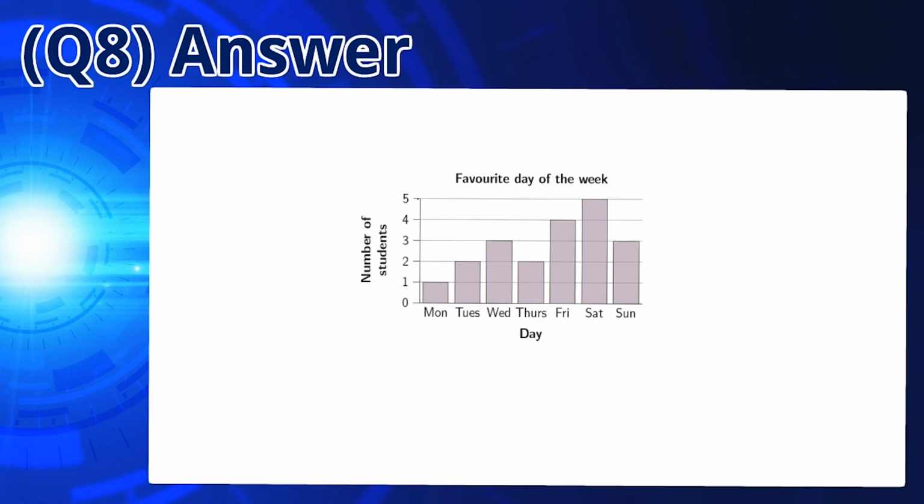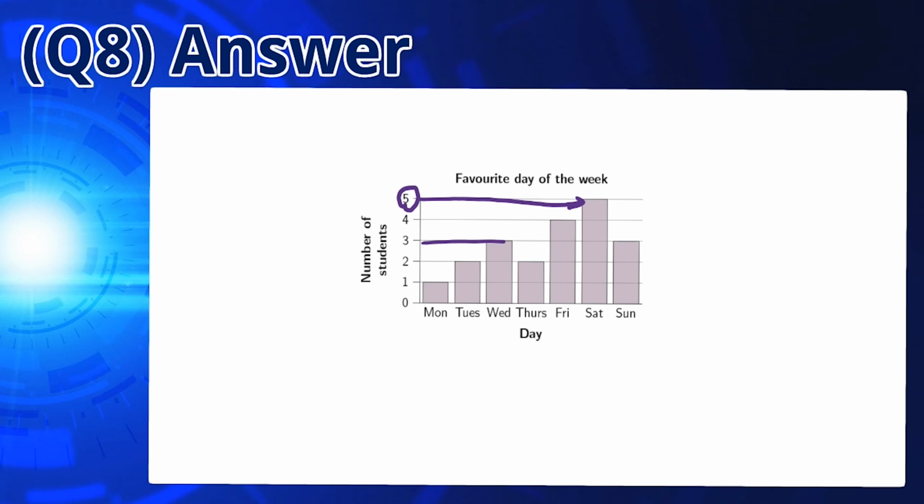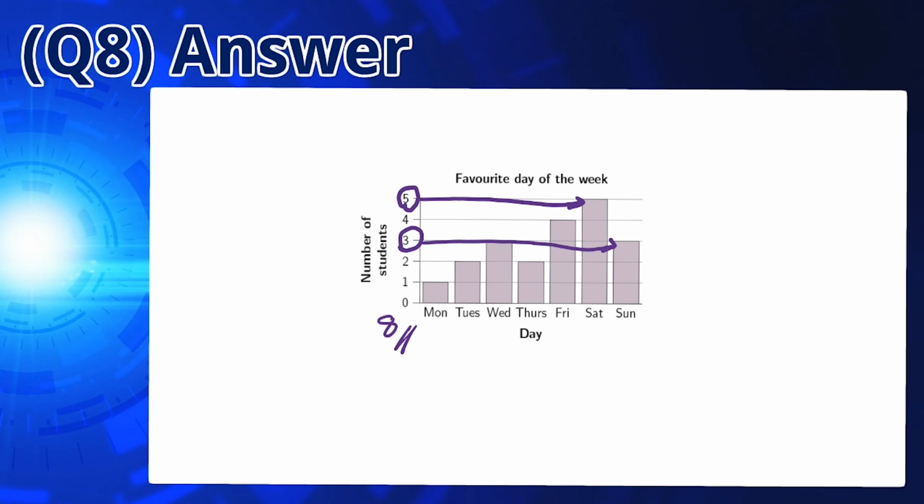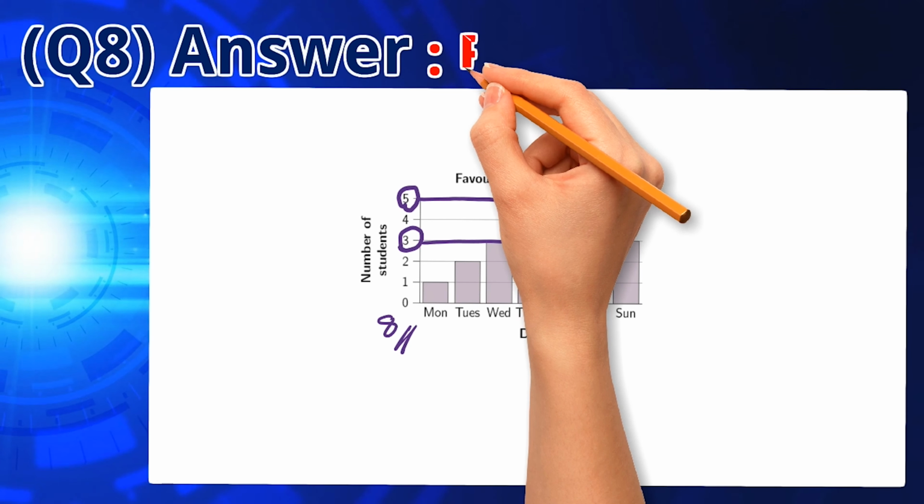There were 5 students who chose Saturday. There were 3 students who chose Sunday. So 5 plus 3 equals 8. This means that 8 students chose Saturday or Sunday. Hence, the answer is B.